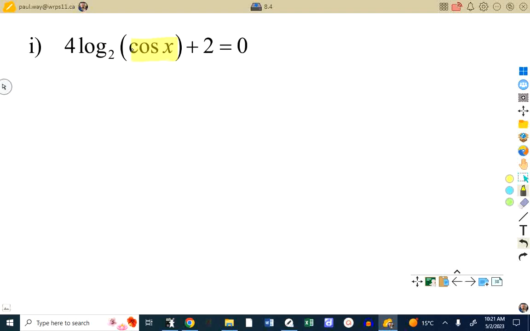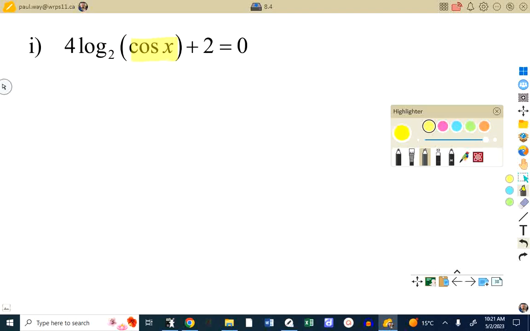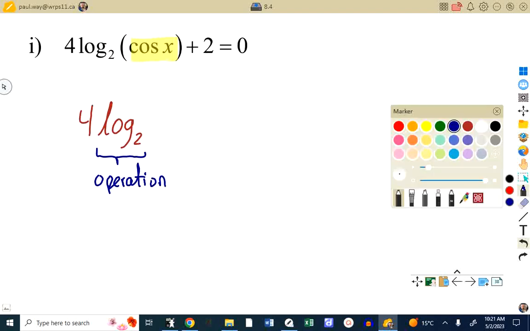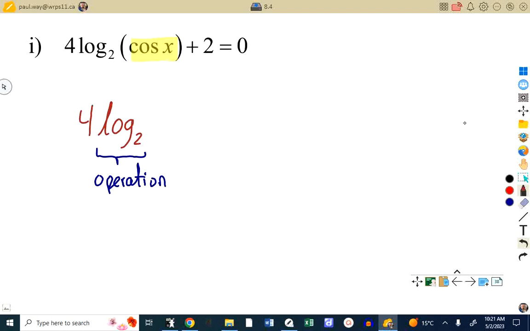We can subtract 2 from both sides and get 4 multiplied by the base 2 logarithm. This base 2 logarithm is an operation. I'm putting that there now because I want to talk about that later. 4 multiplied by the base 2 logarithm of the cosine of x is now equal to negative 2.